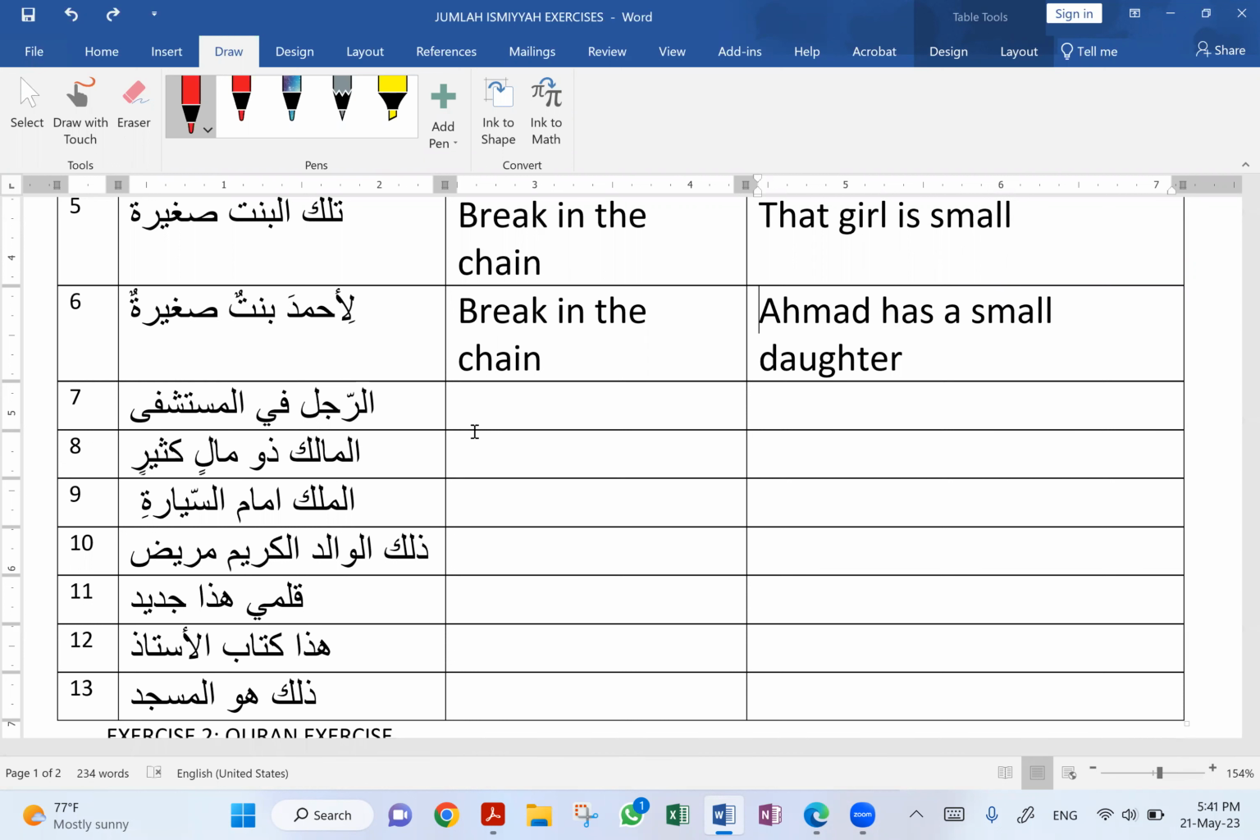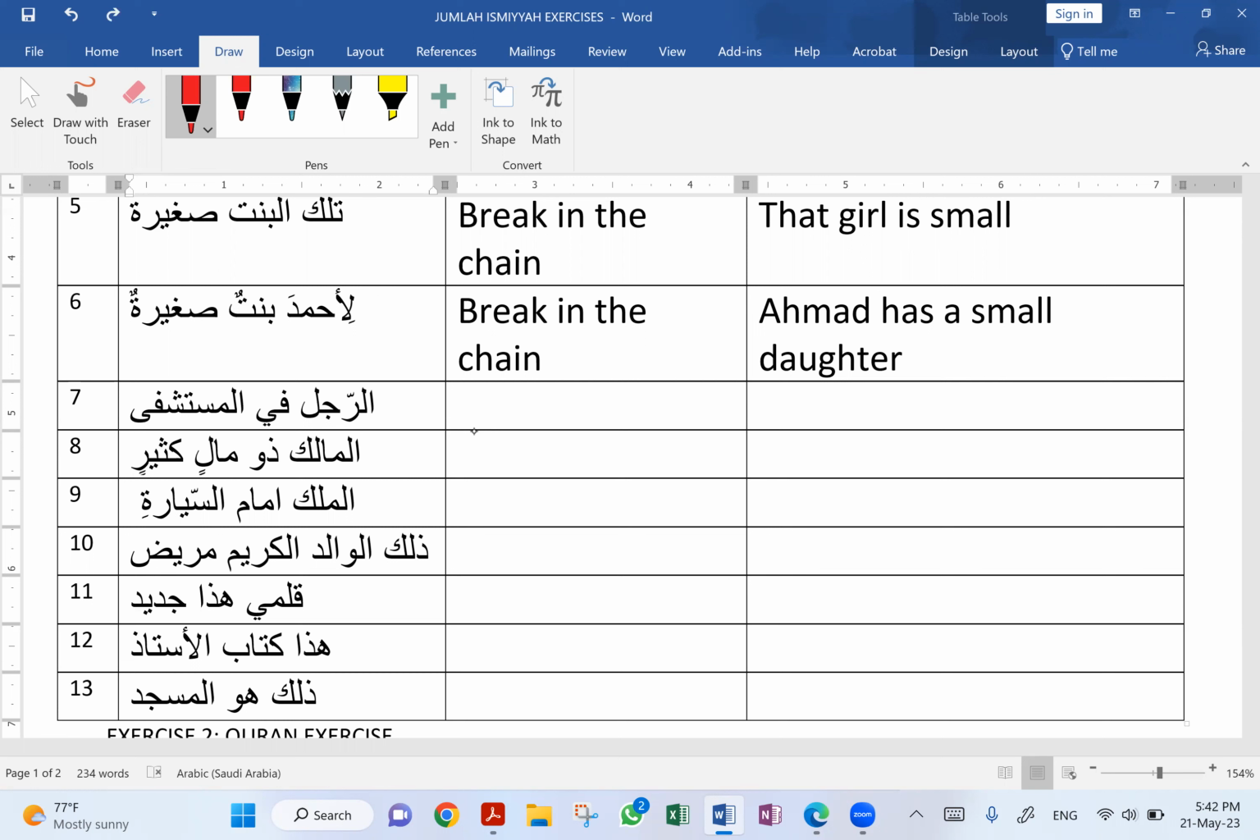Ar-rijalu fil mustashfa. So you said ar-rijalu, which means... there's an alif here, but there's no alif. So how else would you read it? Rijlu. Okay, that's a way to read it, but then rijlu means a leg. So you have to ask yourself, would it make sense if I continue reading it as rijlu?